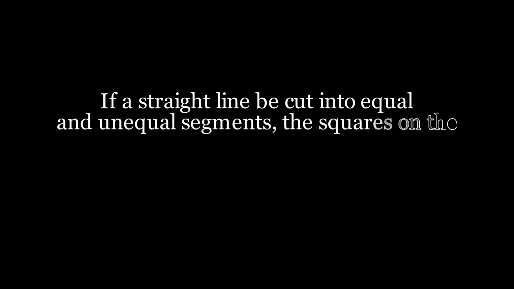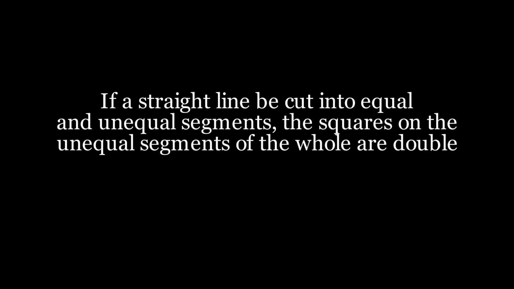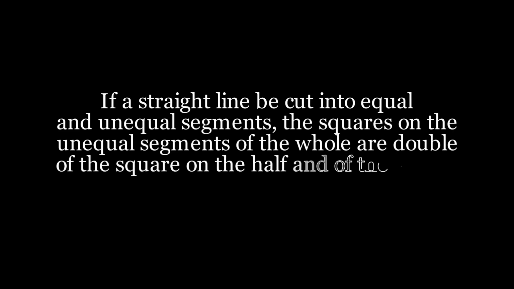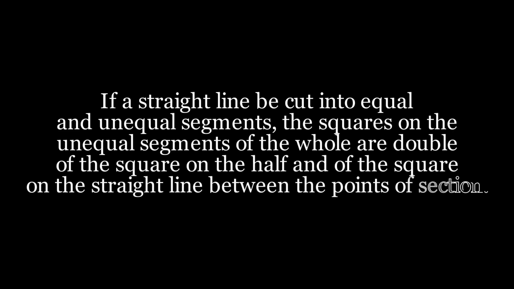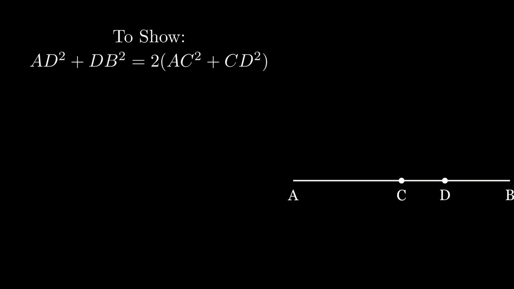If a straight line be cut into equal and unequal segments, the squares on the unequal segments of the whole are double of the square on the half and of the square on the straight line between the points of section. So starting with line AB, we bisect it at C, and then we cut it at random at D. What we are trying to prove is that AD squared plus DB squared are equal to 2 times AC squared plus CD squared.